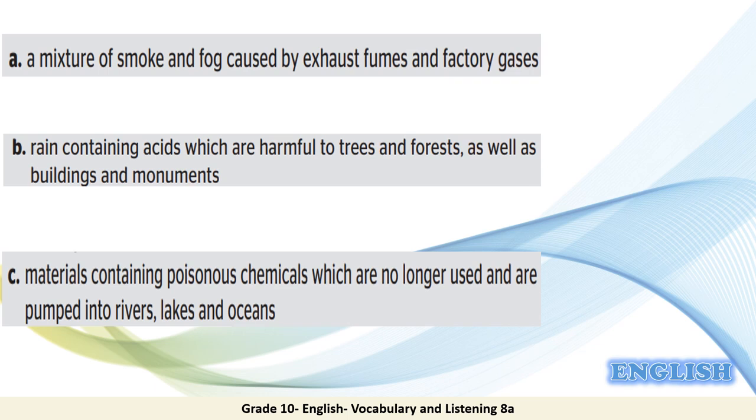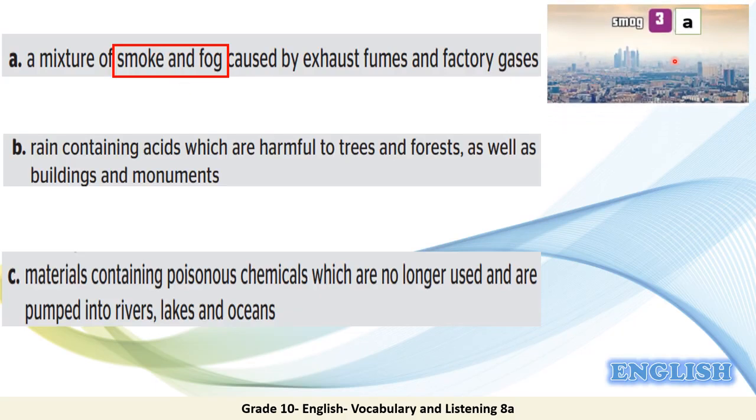We will work on them one by one, starting with A. A mixture of smoke and fog caused by exhaust fumes and factory gases. Our hint is smoke and fog. Pause, take a look on the pictures and try to make a choice. And the answer is smog. Well done, everyone. Smog is a combination of smoke and fog.